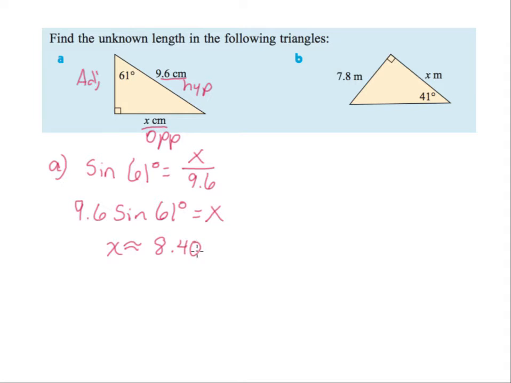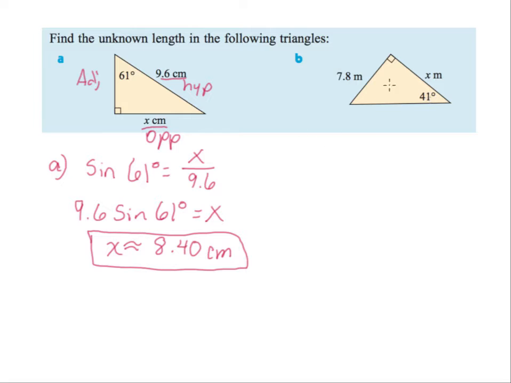And I get 8.40. And then we look at our units of measurement, so our length is measured in centimeters. So my answer will be x is about 8.4 centimeters long. Now let's look at example B.